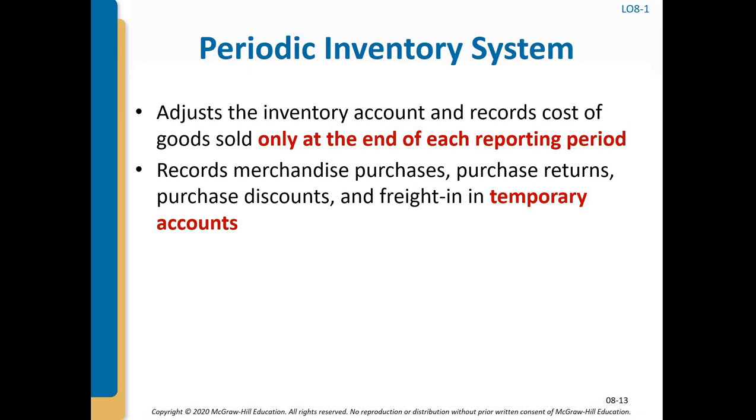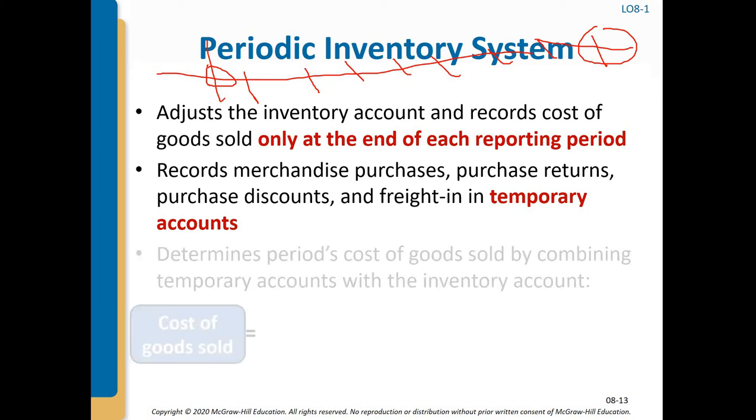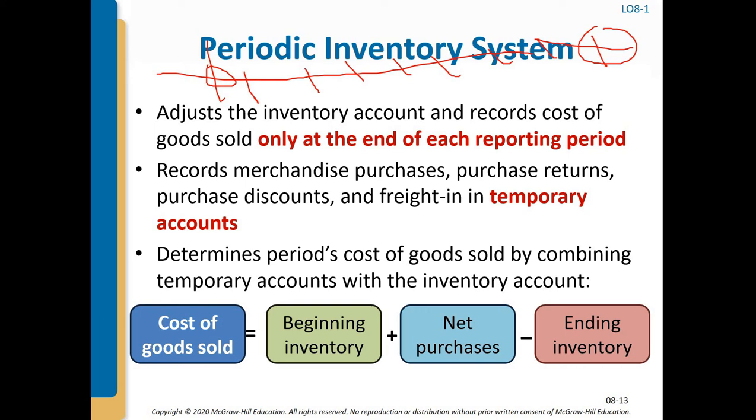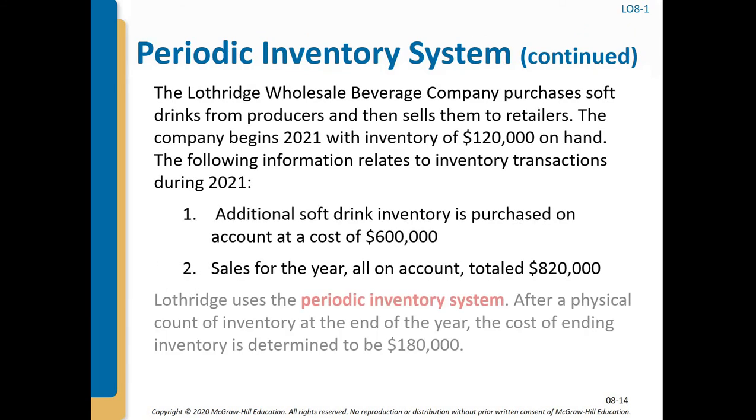And the periodic inventory system adjusts the inventory account and records cost of goods sold only at the end of each reporting period. So if you report monthly, after every month you will count the inventory physically. So this is done under the periodic inventory system. Cost of goods sold in this case would be beginning inventory plus net purchases minus ending inventory.